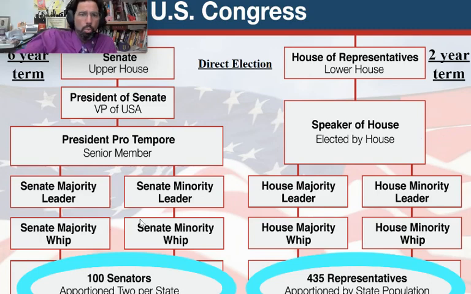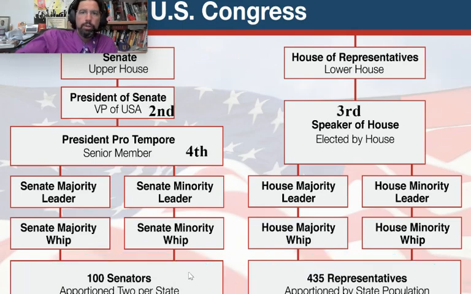Now, there are 100 senators apportioned two per state, meaning they're distributed two per state. This satisfies small states, allowing them to have an equal voice within the lawmaking body. There are 435 representatives in the House of Representatives. It's apportioned, distributed by state population. The more populated a state, the more seats you get in the U.S. House of Representatives. California has the most with 52.